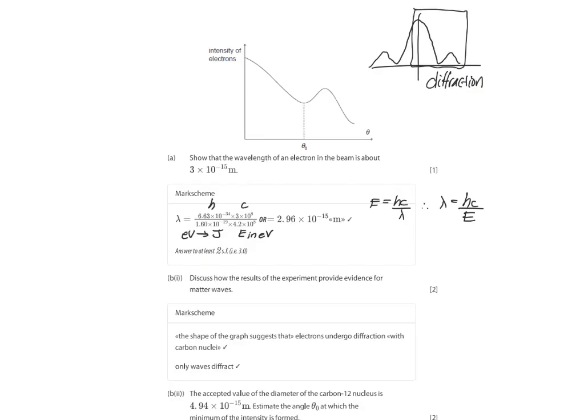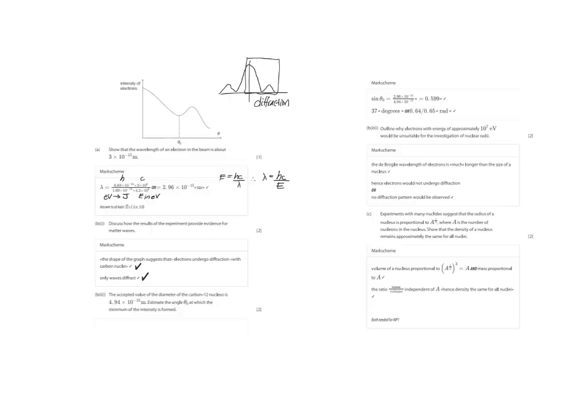B I, how the results of the experiment provide evidence for matter waves. The fact that the electrons are showing a diffraction pattern, and only waves diffract, so that must mean that a particle is acting as a wave. All right, I kind of showed that before. I'm going to go over my 15 minutes, but that's okay, we'll be close.